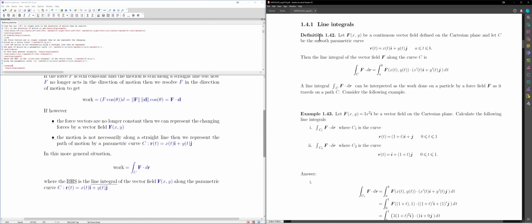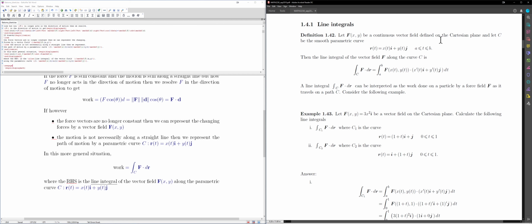How you're going to evaluate your line integrals is via this definition over here. I have a vector field. The vector field needs to be continuous, and all vector fields that we will look at in this class are continuous. To work out this line integral, you need a vector field and a curve C, and the curve C in this class is specified first parametrically.